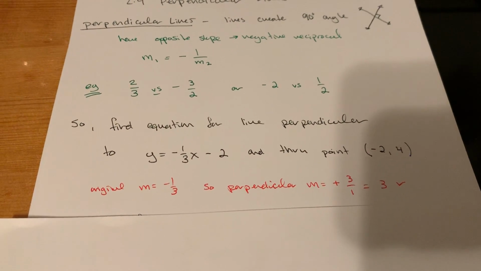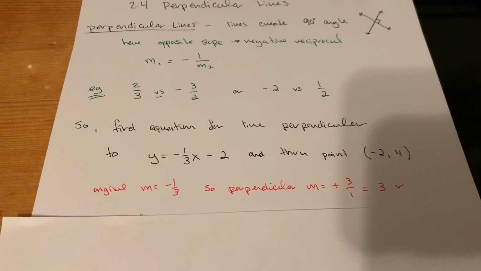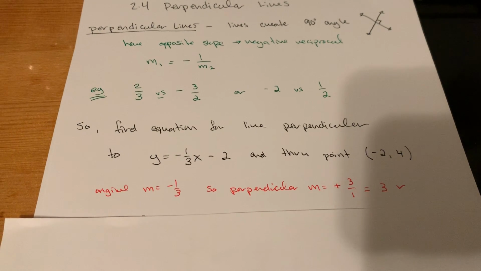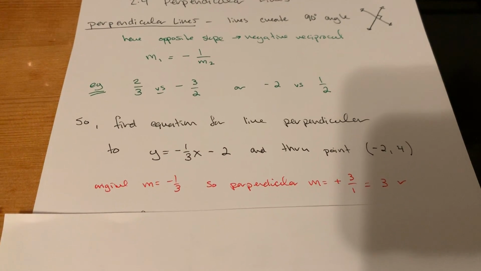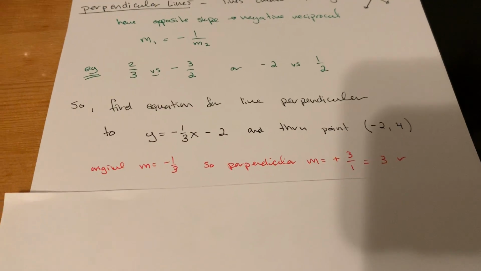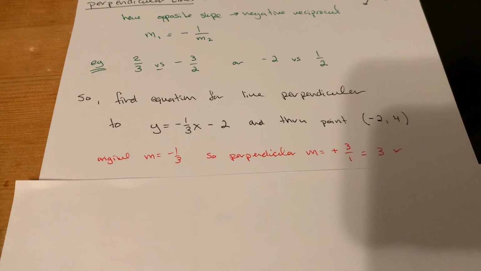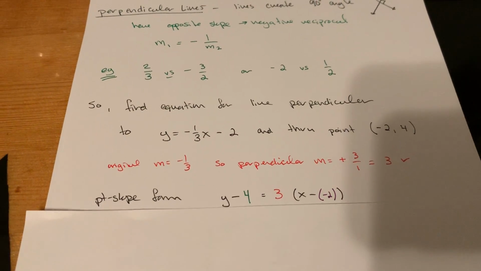So I need the opposite slope. I'm going to flip it, and I'm going to flip the sign. So negative to positive and 1/3 to 3/1. So my new slope is going to be +3. 3/1 we'll just think of as +3. So my line is going to have slope 3, and it's going to go through the point -2, 4.